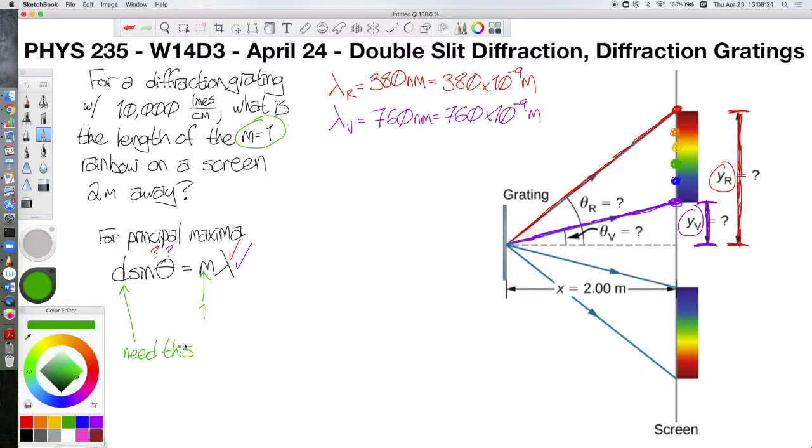So, in Animal Crossing language, Tom Nook has given us a task. If we want to find theta, first we need to go find D. So at least we don't have to fish for anything or pick any fruit off of trees. We just need to take the 10,000 lines per centimeter and take 1 over that. So 1 over 10,000 lines per centimeter gives you 1 centimeter per 10,000 lines.